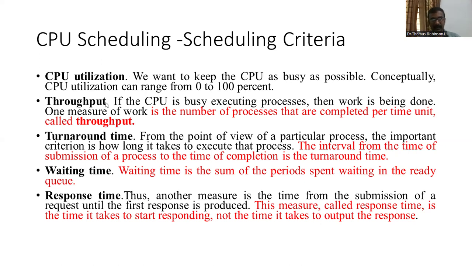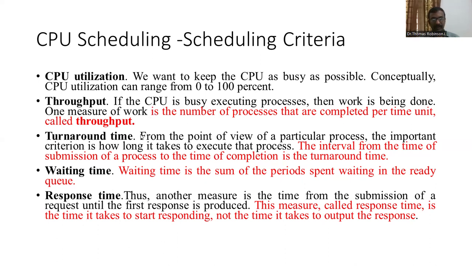The next one is known as throughput. Throughput is the number of processes that are completed per time unit. That means in a particular time, for example, 1 minute or 2 minutes or 5 minutes, in this particular prescribed time, how many processes are completed. This process count we call throughput.